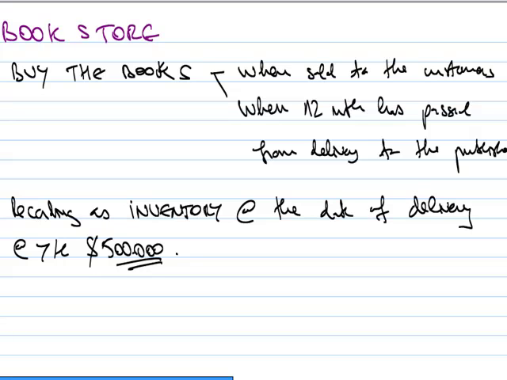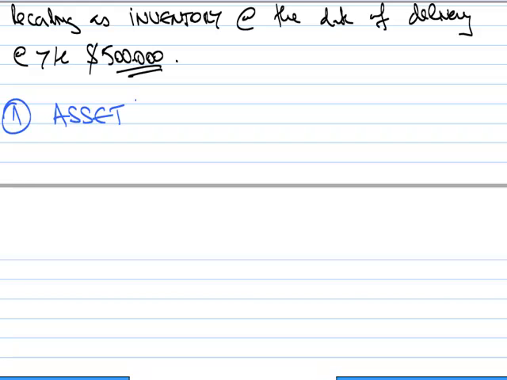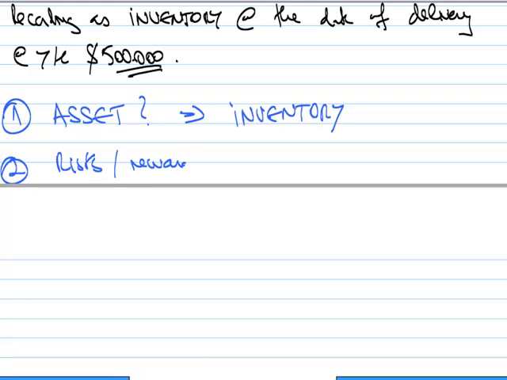What we need to decide here are the 3 things that I've been talking about. What is the asset? And here it's fairly straightforward. The scenario says we are dealing with inventory, or we are pretending to deal with the inventory. We receive it from the publishers, we show it as inventory. Second is, what are the risks and rewards associated with inventory?